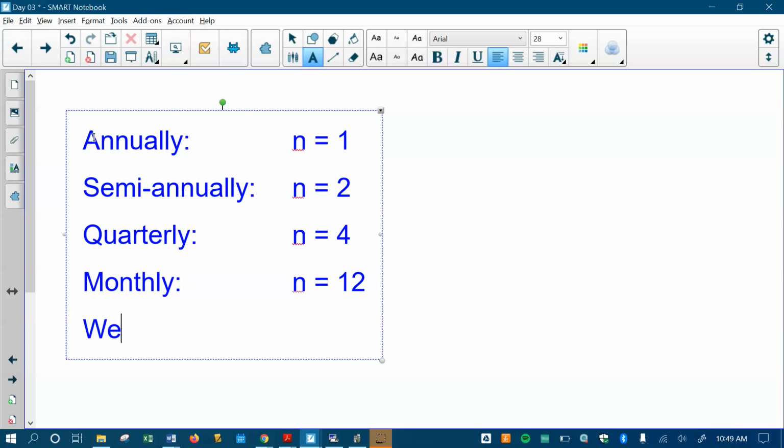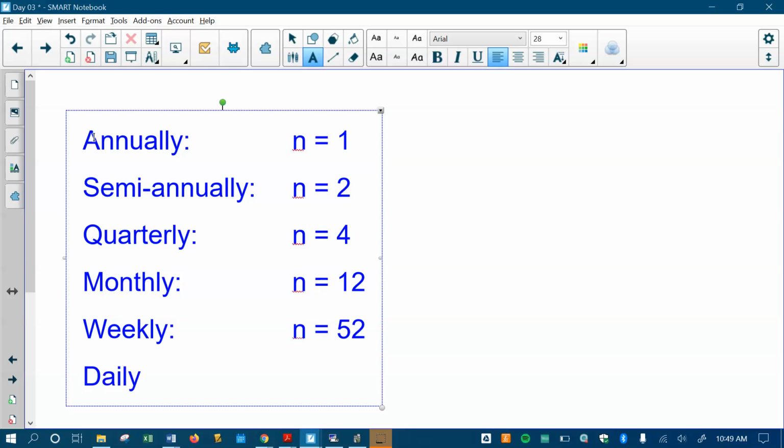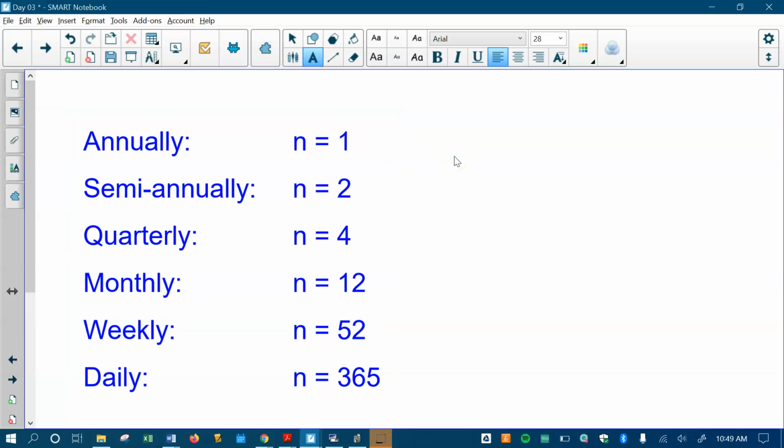When you break it up weekly, there are 52 weeks in a year, so you would use 52. You can also break it up daily. If you break it up daily, you're breaking up that interest into 365 little pieces. And I think those are all the numbers that you would be given in a problem.